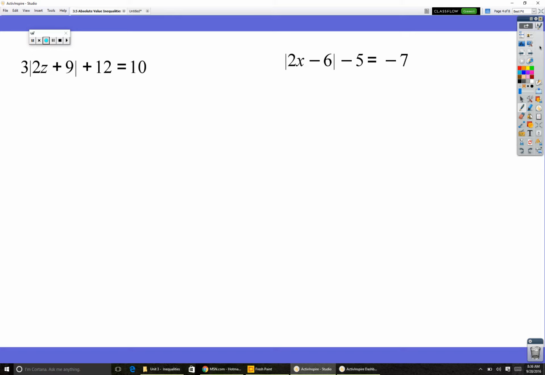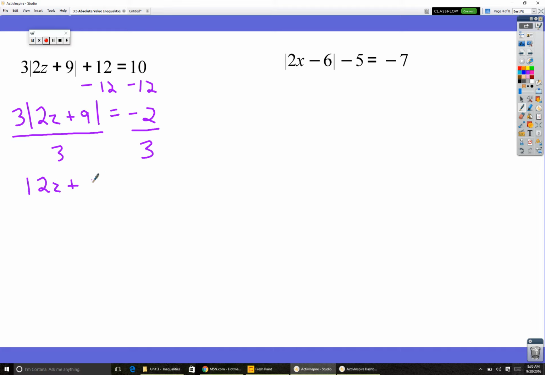Good. Subtract 12 from both sides. So we're left with 3 times the absolute value of 2z plus 9 that equals negative 2. Okay, volunteer to tell me what to do next. Rosa? Good. Divide by 3. So now we have absolute value of 2z plus 9 equals negative 2/3.